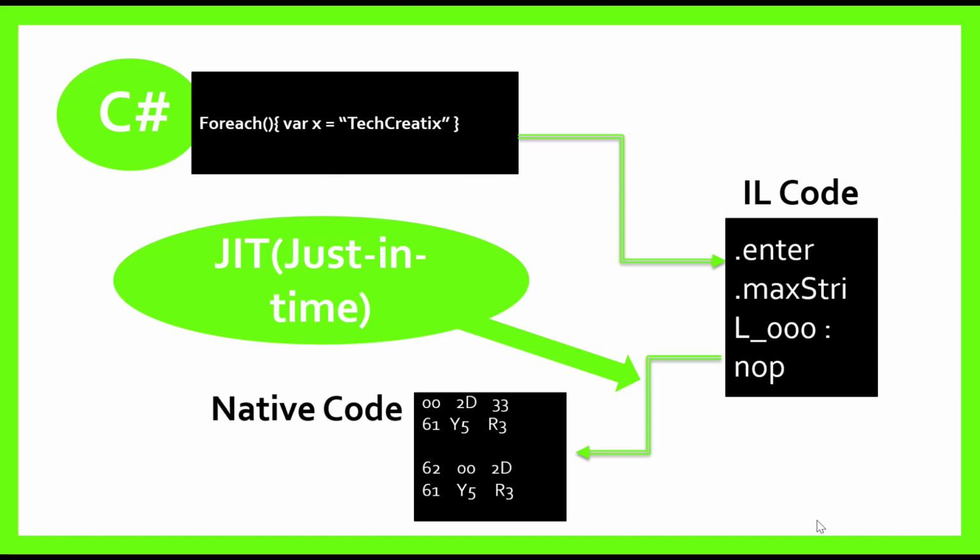So here comes the Common Language Runtime or CLR, which further converts our intermediate language code to native code or machine code. This process in which the Common Language Runtime converts IL code, or intermediate language code, to native code is called just-in-time compilation. So that's it for this lecture.